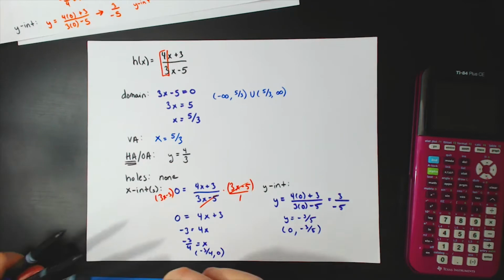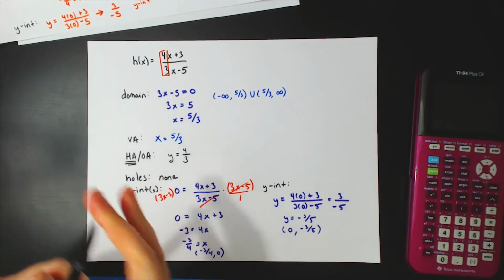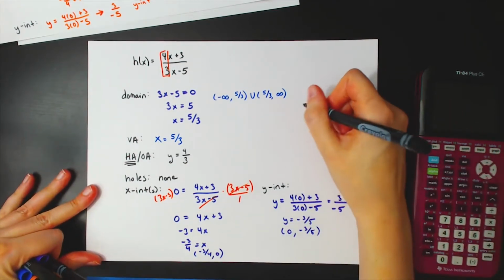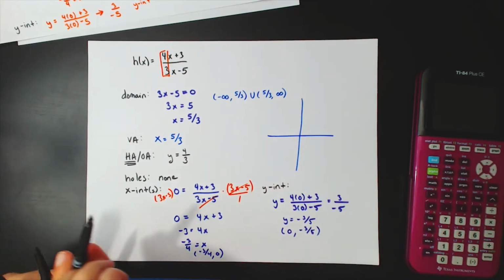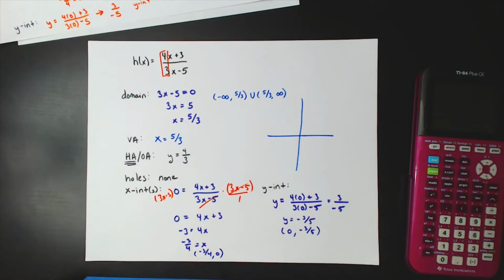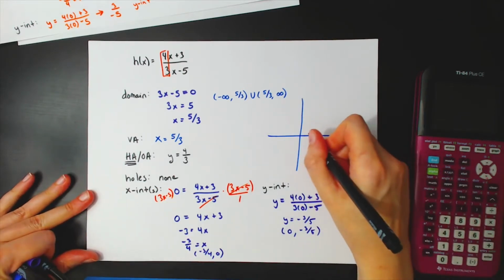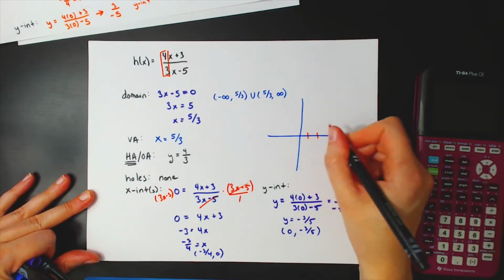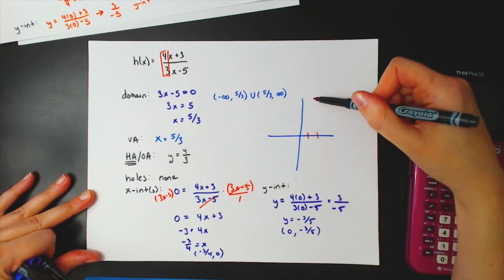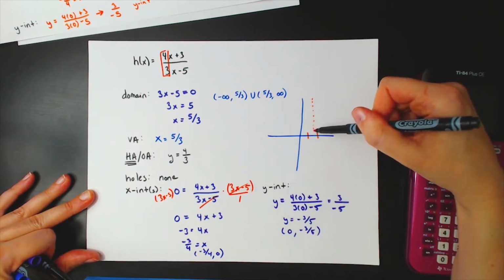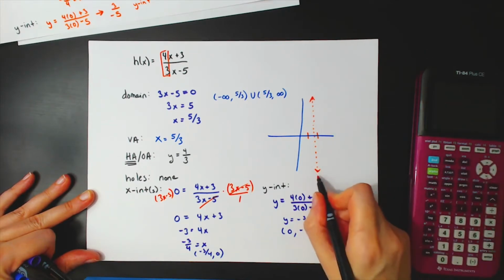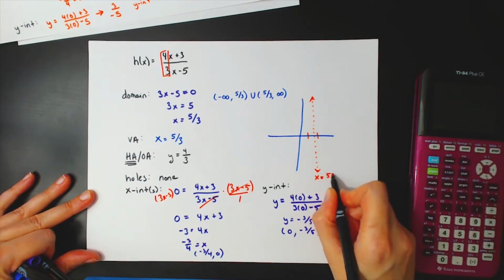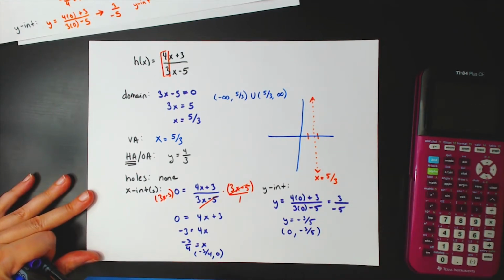We have enough information here to at least get started on our graph. So to the side, I'm going to go ahead and sketch in some axes. Start with your asymptotes. So at 5/3, so that's between 1 and 2, a little bit closer to 2. I'm going to sketch in my dashed line right here. This is not part of my graph. It's just a boundary, so x equals 5/3.